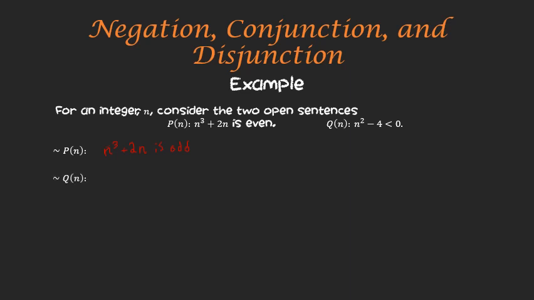All right, similarly, not Q of n. So if the opposite of even was odd, that's how we rewrote not P of n, the opposite of strictly less than should be greater than or equal to, right? What's on the other side of less than? What would be true if that's false? If something's not less than something else, well, then it's greater than or equal to it. So not Q of n would be n squared minus 4 is greater than or equal to 0.